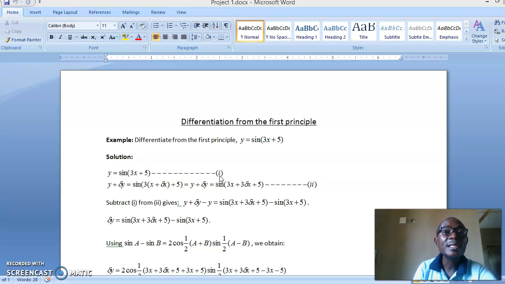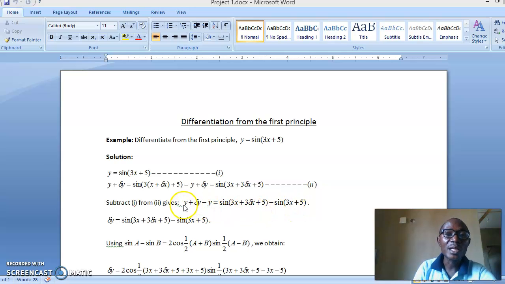Now, basically, whenever we see our y, we have the increment of y, which is delta y, and whenever we see our x, we have the increment of x, which is delta x. So, we have y + delta y = sin(3(x + delta x) + 5). When you open up 3(x + delta x), you have y + delta y = sin(3x + 3 delta x + 5). That's equation 2. So we subtract equation 1 from 2, and that gives us y + delta y - y = sin(3x + 3 delta x + 5) - sin(3x + 5).